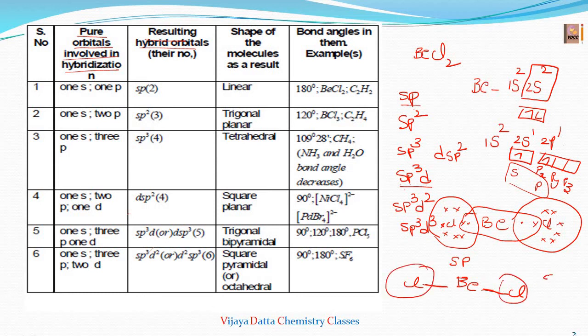Even in CH4, for carbon, the orbitals involved are said to be the hybrid orbitals, and hydrogen will not be involved in the hybridization, so hydrogen is said to be the pure orbital. So the orbitals which are involved in the hybridization are said to be hybrid orbitals, and those which are not involved are said to be pure orbitals, like we can calculate.